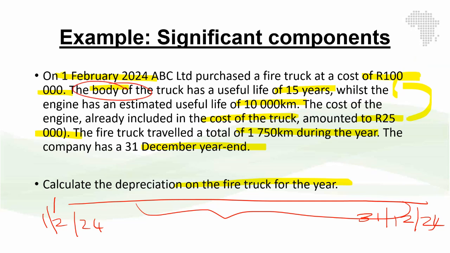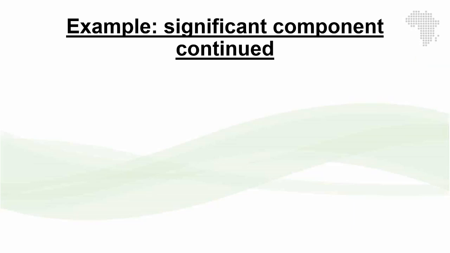We have both a body and an engine, and they've got different useful lives. So we must calculate the depreciation for this asset separately. So let's quickly go and have a look at this calculation.